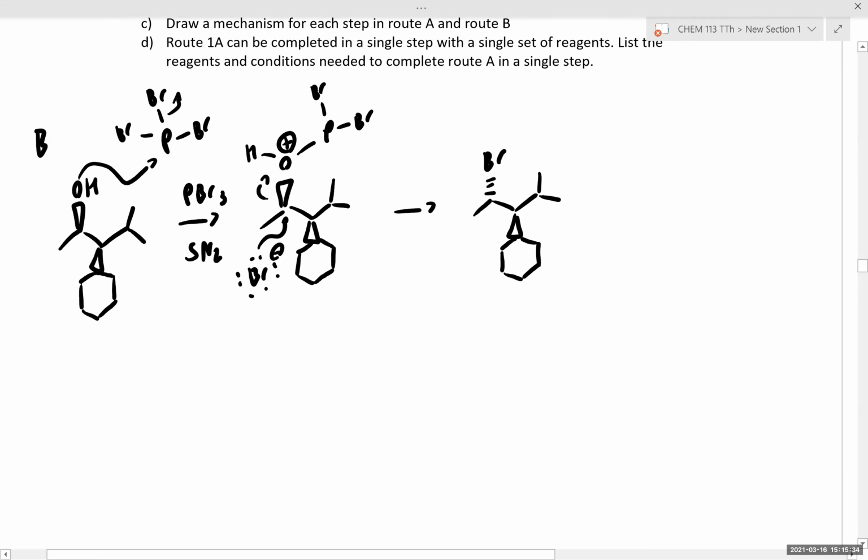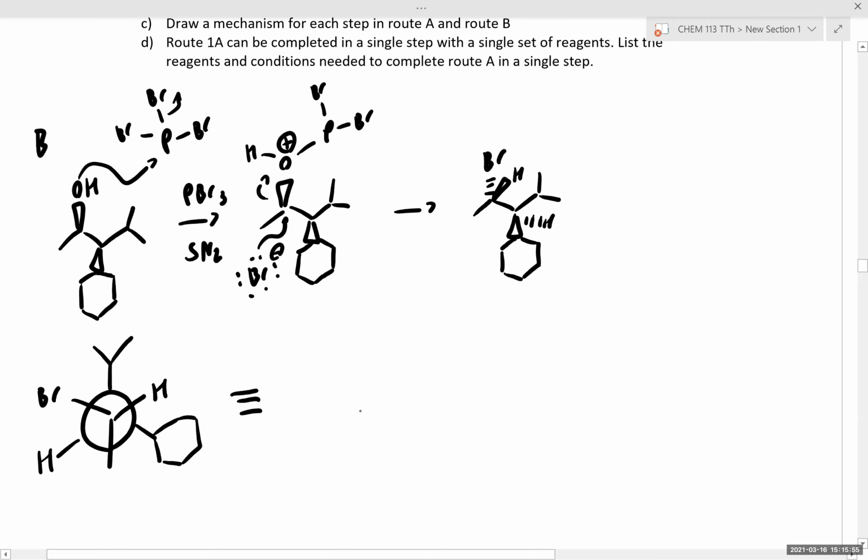Okay, so when we make a Newman projection, anything with a wedge is on the right, anything with a dash is on the left. So our methyl is pointing down, the isopropyl is pointing up, the cyclohexyl group is on the right, hydrogen's on the left. This is equivalent to our bromine pointing up, hydrogen on the right, methyl on the left, hydrogen pointing down, isopropyl on the left, cyclohexyl group on the right.